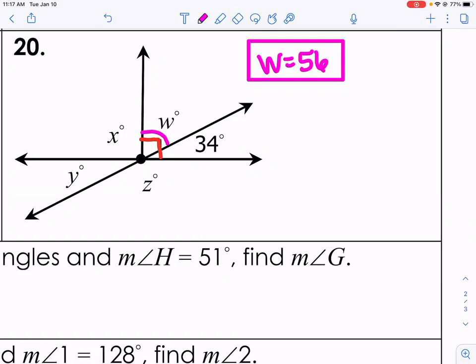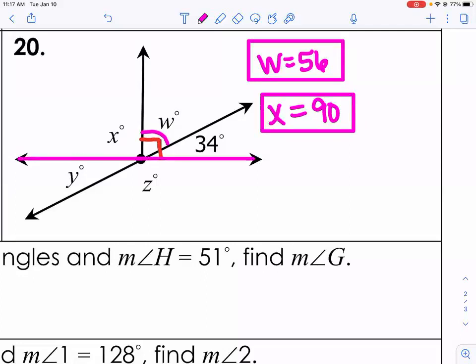Ryan, give me another measure. X. What is it? I think it's 90. X is 90. We can see that we have a straight line, that's 180. So if this is 90 degrees, then X needs to be 90 degrees.